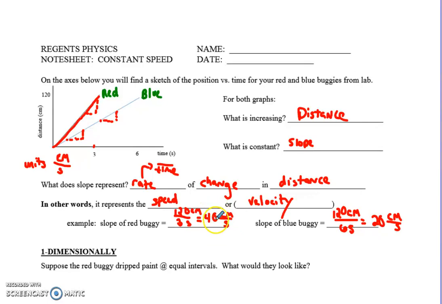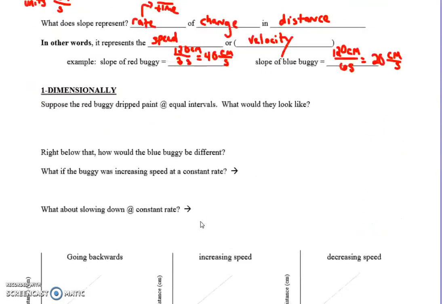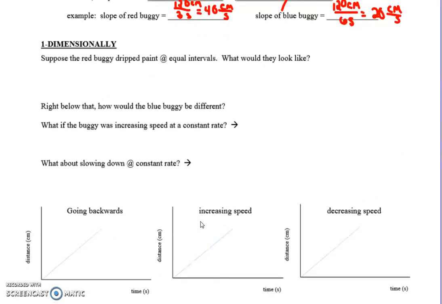Whether your blue buggy went faster than your red buggy is really irrelevant. Just one of them was traveling faster, and when we plotted them on the same graph on top of one another, the red and blue, we saw one had a steeper slope. So let's try to represent that motion in a different way. Let's suppose the red buggy was dripping red paint at equal intervals, meaning it dripped 1 drop of paint per second, and the buggy was moving along the ground.